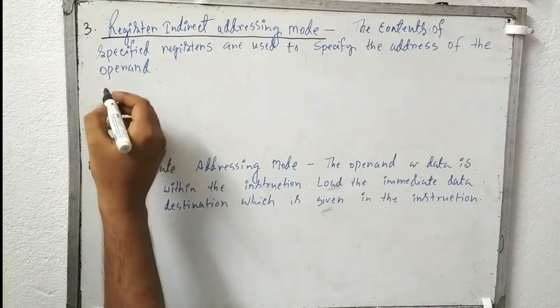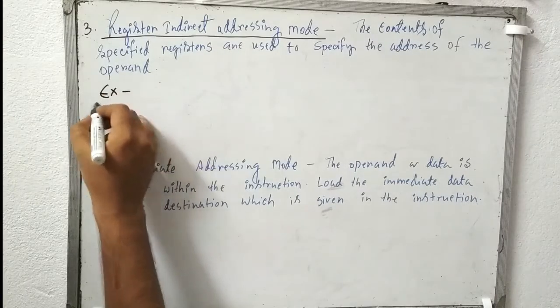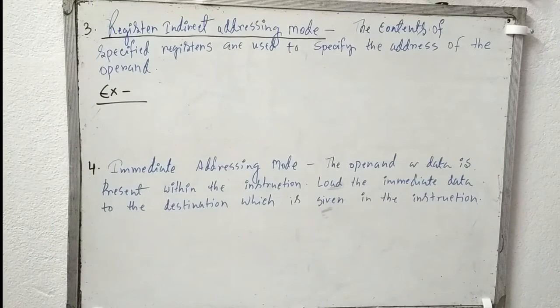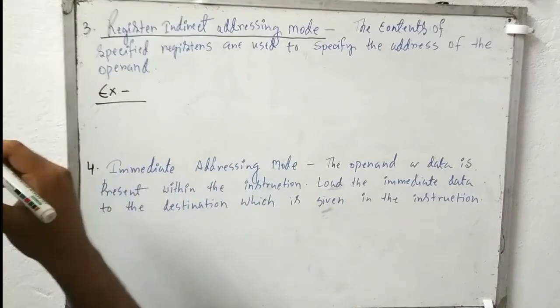Let's take an example first. Basically, this is an indirect addressing mode. Here, the address is not directly given with the instruction. In the direct addressing mode, we have seen that the address of the location was directly given in the instruction, but here the address is not given directly. Okay, so let's see one example.